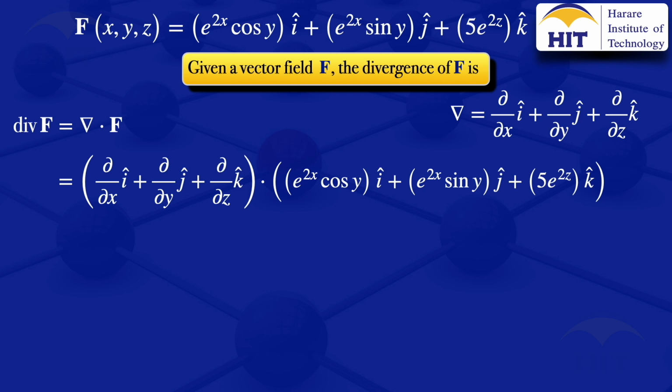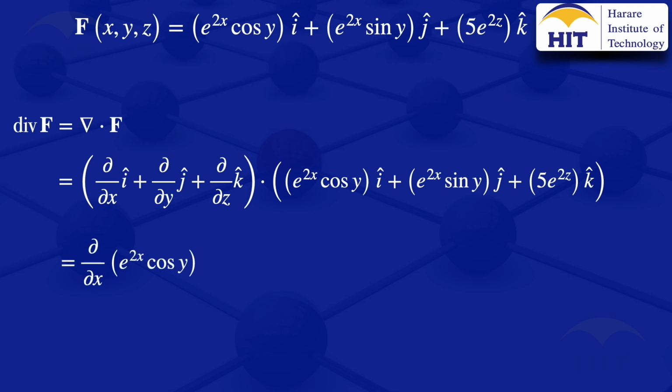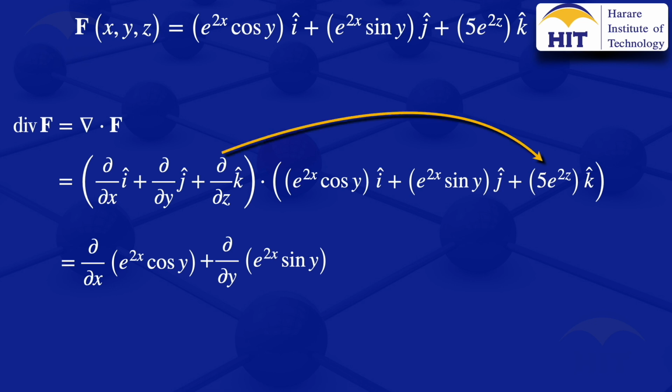And if you still recall, for the dot product, we multiply the corresponding elements, so it will be the partial derivative with respect to x of e^(2x) cos y. I write that partial derivative there, and then go on to the component with the j. We'll have the partial derivative with respect to y of e^(2x) sin y. And for the last part, looking at the k, we have the partial derivative with respect to z of 5 e^(2z).